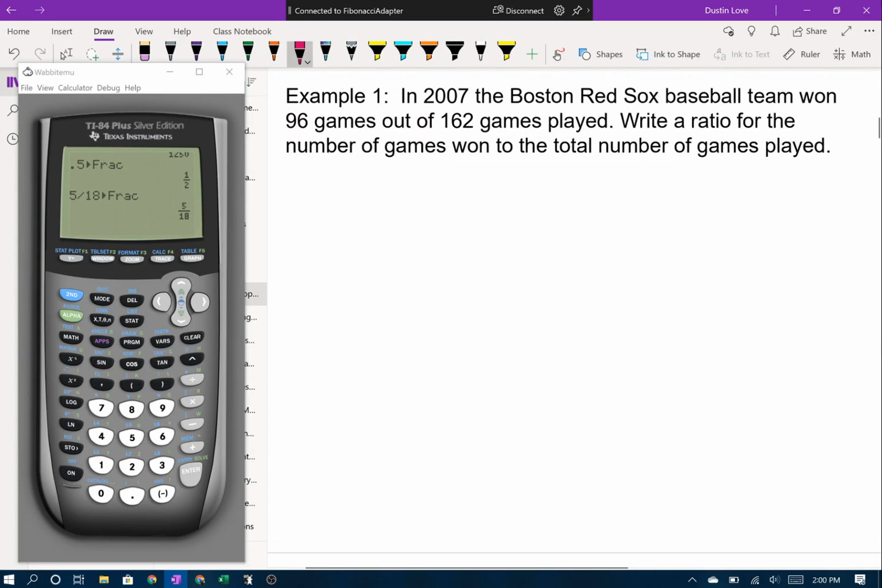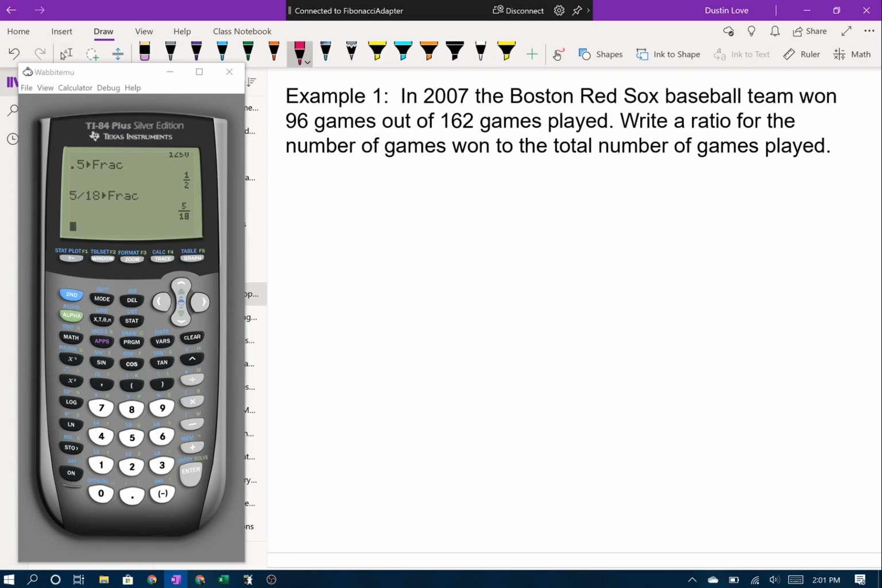All right. So let's practice just writing a ratio. In 2007, Boston Red Sox, by the way, no idea if this is accurate or not. I just made some numbers up. Okay. Actually, somebody else gave them to me. In 2007, Boston Red Sox won 96 out of 162 games. Write a ratio from the number of games won to the number of games played.